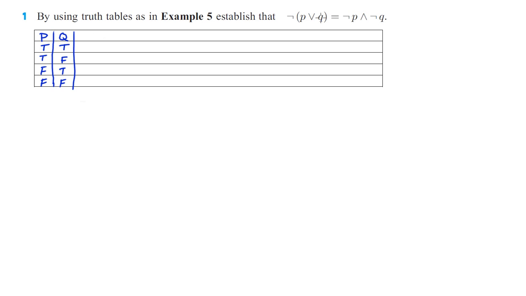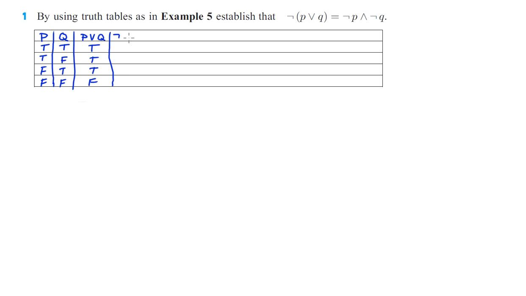I usually try to start with what we have here first. So we have P and Q. Now we want to know what P or Q is first, so let's do that. That's this piece in here. So P or Q, as long as at least one of the two of them is true, then it's true. So that's true, true, true, and false.